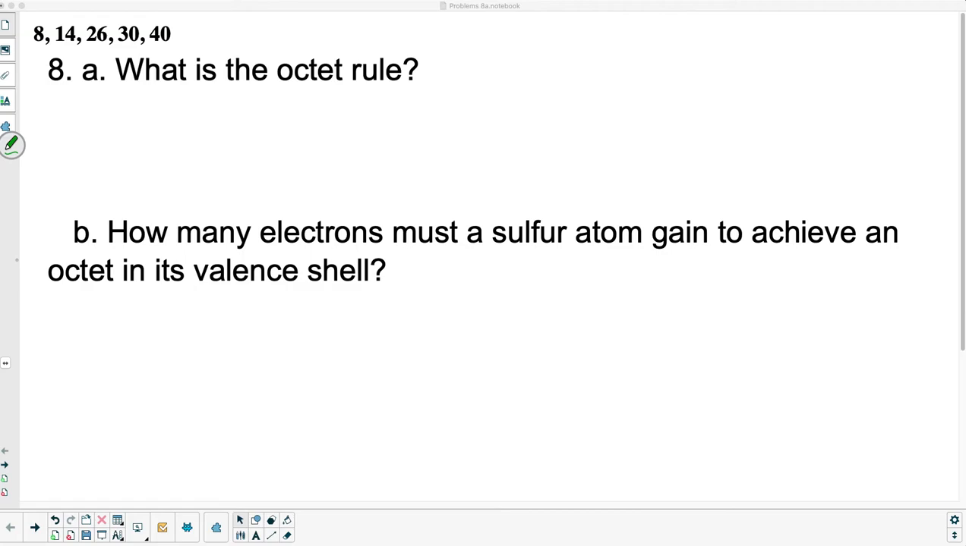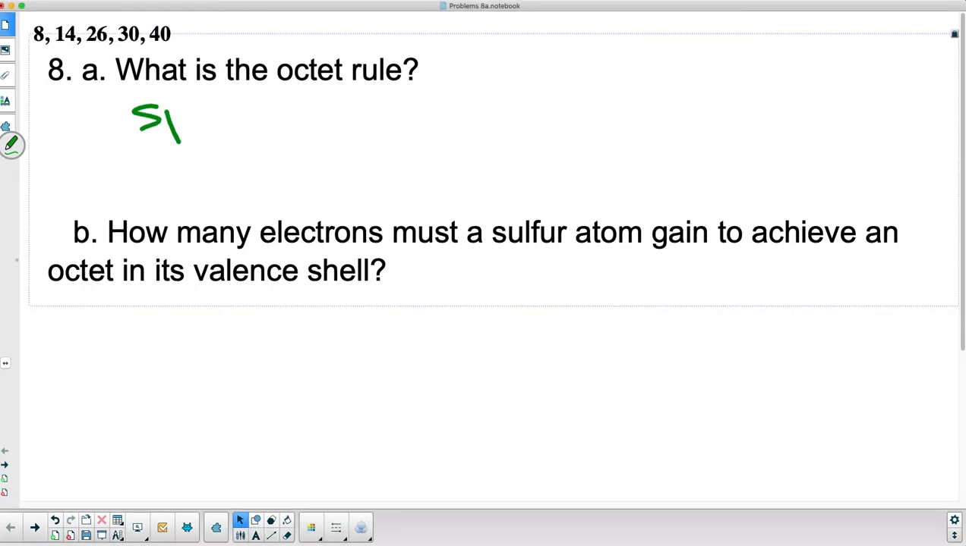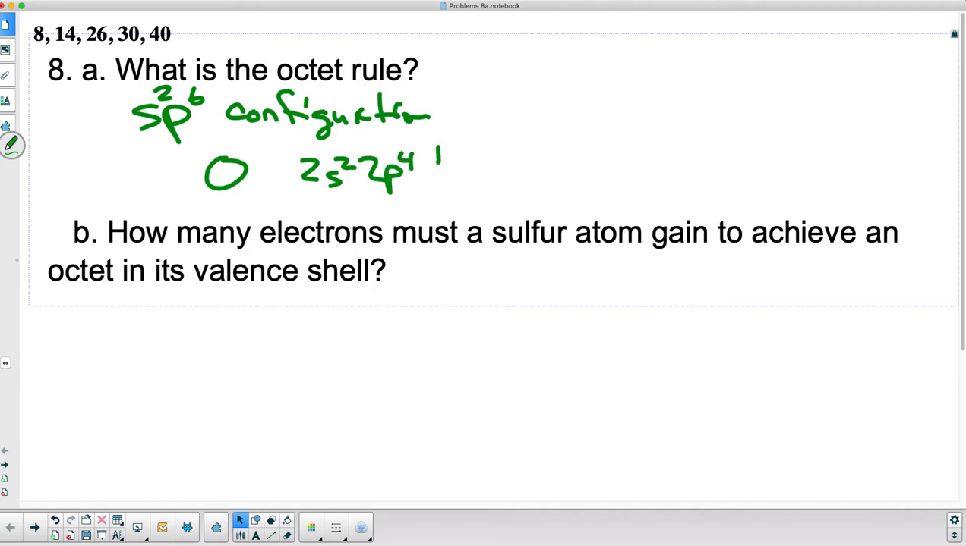So what is the octet rule? The octet rule is when you get an s2p6 configuration from adding or subtracting electrons. So that means that something like oxygen with a 2s2, 2p4 wants to have two more electrons to get a -2 charge, so that it ends up with a 2s2, 2p6 electron configuration when it has a negative charge. That's what the octet rule is.